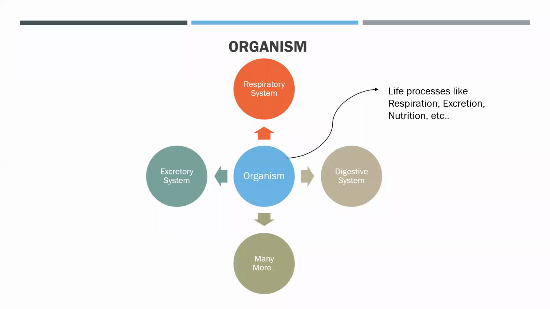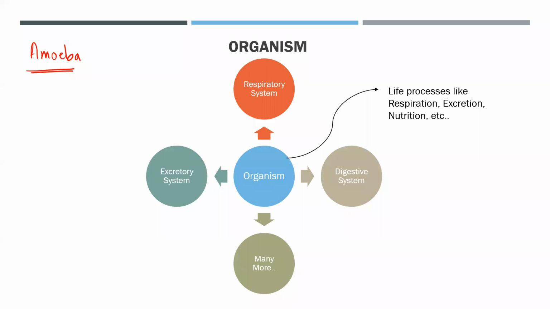Now, let us understand the meaning of all this. Actually, an organism is the one which is able to perform the life processes. What I mean by that, for example, let's talk about amoeba. Is amoeba multicellular or is amoeba unicellular? Can anyone tell me? So unicellular. Unicellular, right? Unicellular means one single cell. It is composed of one single cell, right?